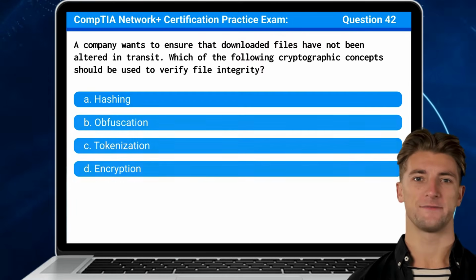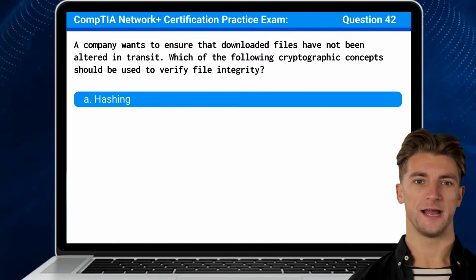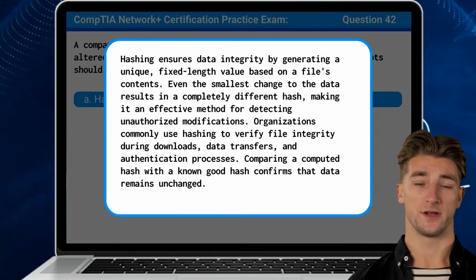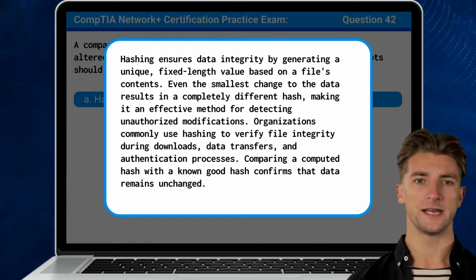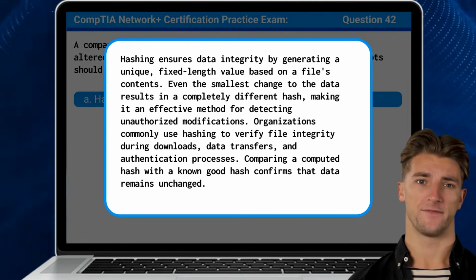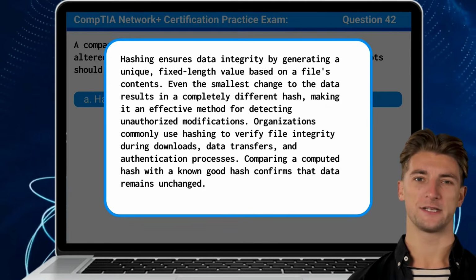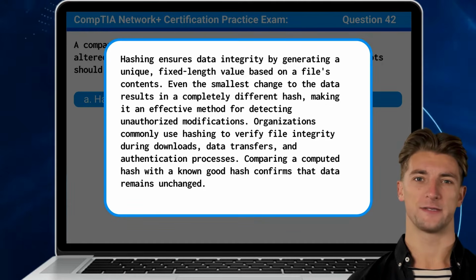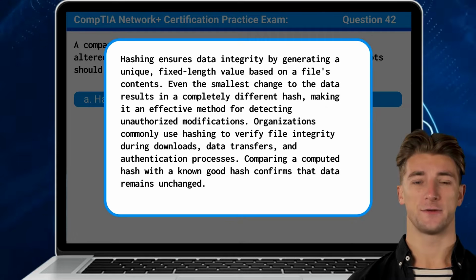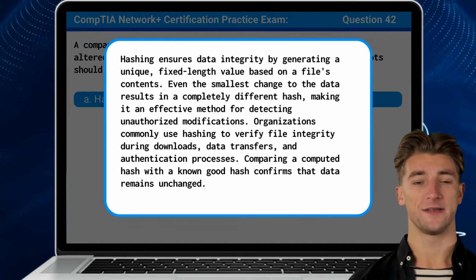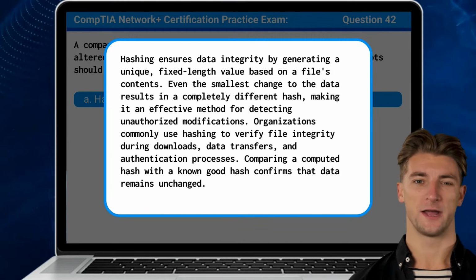The answer is A. Hashing. Hashing ensures data integrity by generating a unique, fixed-length value based on a file's contents. Even the smallest change to the data results in a completely different hash, making it an effective method for detecting unauthorized modifications. Organizations commonly use hashing to verify file integrity during downloads, data transfers, and authentication processes. Comparing a computed hash with a known good hash confirms that data remains unchanged.